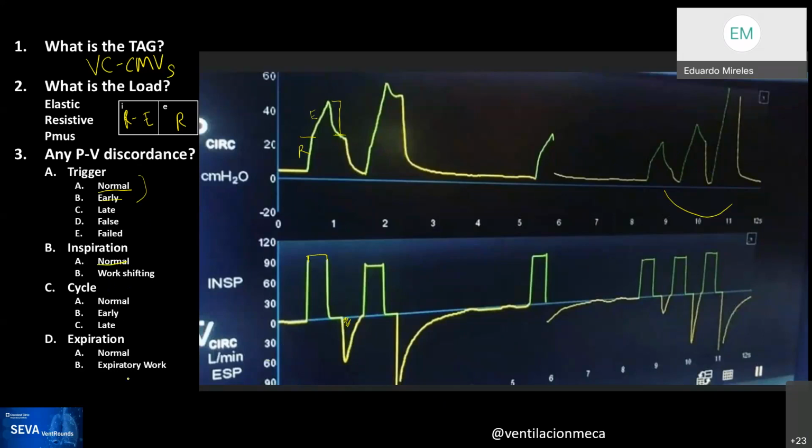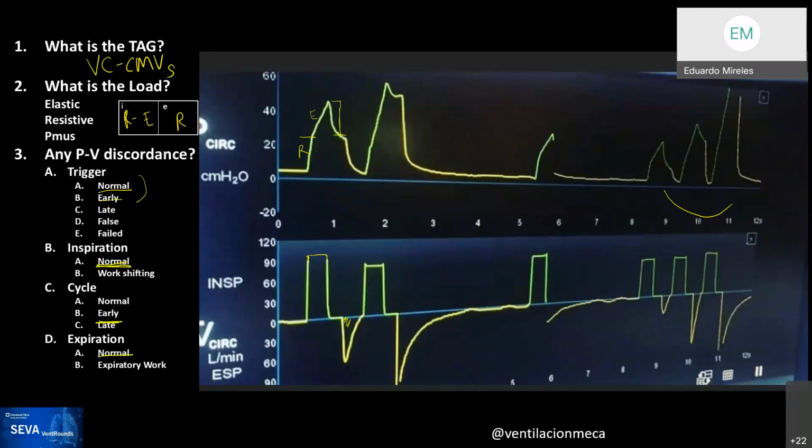The cycle seems to be normal, or actually probably early, if we call this that there was still effort, but you can see how the peak flow continues to increase instead of decreasing. So I'm still having challenges with this one. I'm gonna put early, I'm gonna put my money there and then have the rest of the team execute me. And then expiration, it seems to be passive or normal. So that's what I can say about this. Really challenging curve. Go ahead, Udi.